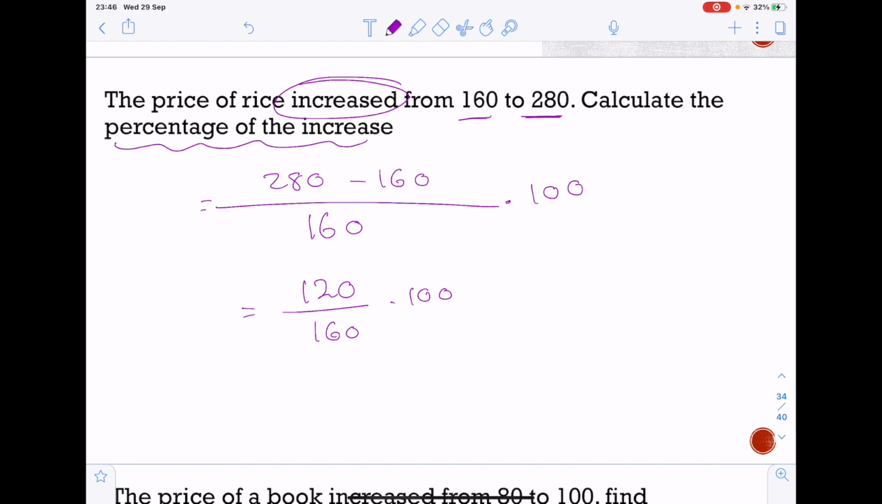Now let's simplify this. You can see that this 0 will cancel this 0, and 16 is 4 times 4, 12 is 3 times 4, 4 would be cancelled. We will be left with 3 over 4 times 100. You can think of this as 3 over 4 of 100, which is 75, or you can also factorize 100 to 4 times 25, then 4 would cancel with 4, and then 3 times 25 gives you 75. So the increase in price is 75%.